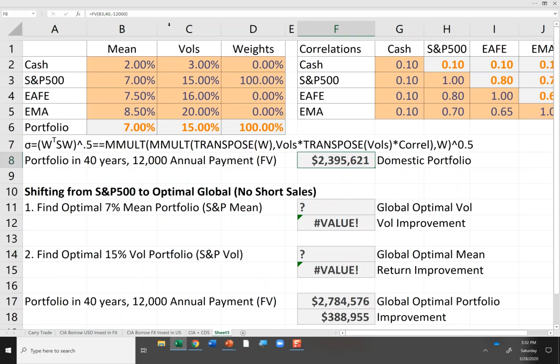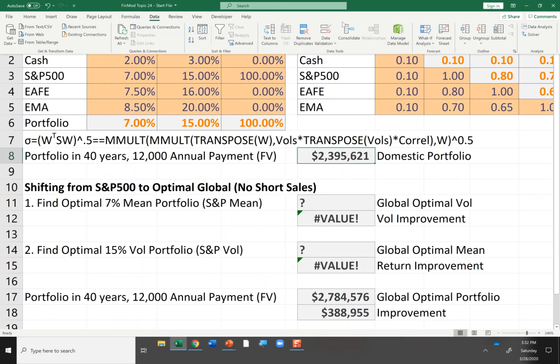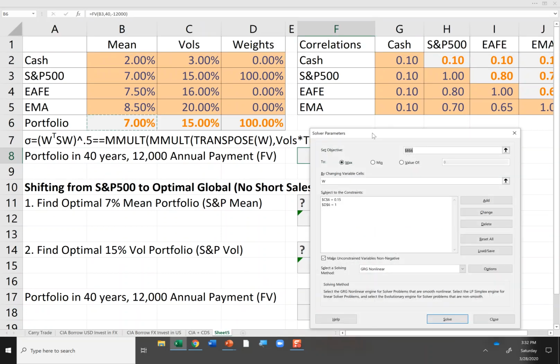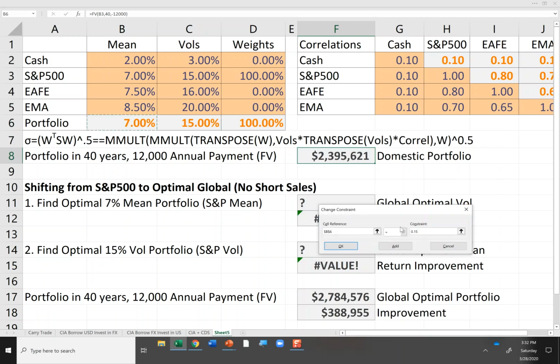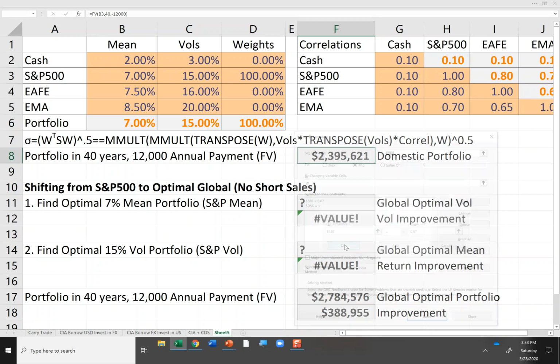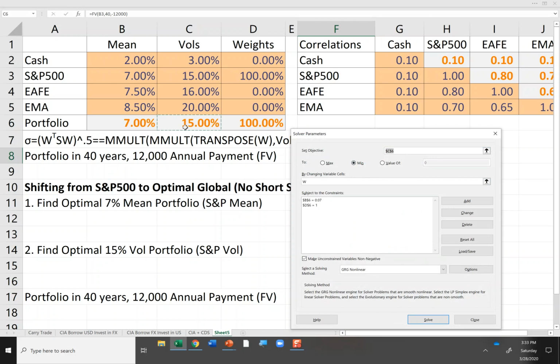So I'm going to go here. I'm going to go data, Solver. And I want to find the best 7% portfolio. So what I want to do is I want to minimize portfolio volatility by changing these 4 weights. The expected return, I'm going to change this formula here. The expected return of that portfolio is equal to 7%. I'm trying to find the best 7% portfolio. So let's take a look at this. I want to minimize vol by changing the weights. The expected portfolio return is 7, and the sum of the weights is equal to 1. And I'm going to leave this box checked. I don't want any short sales.